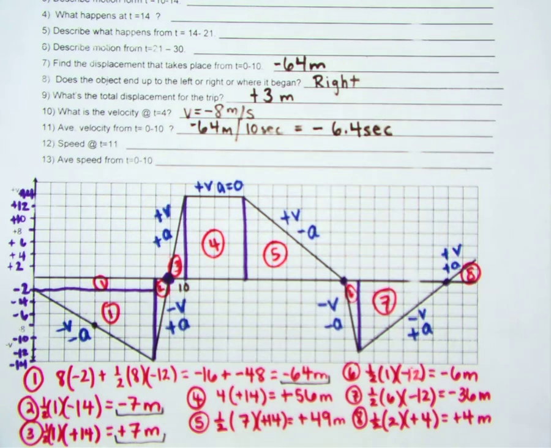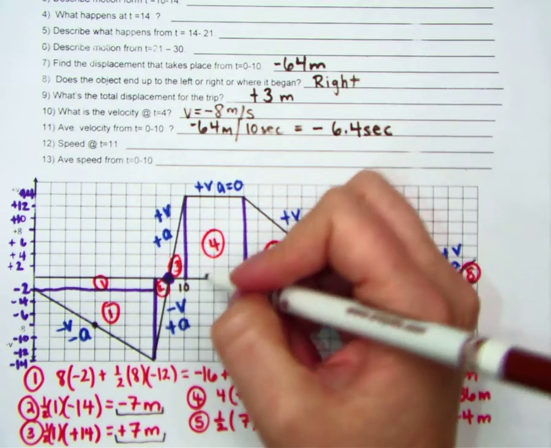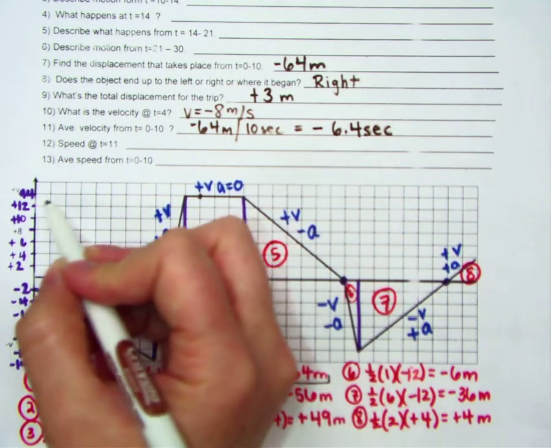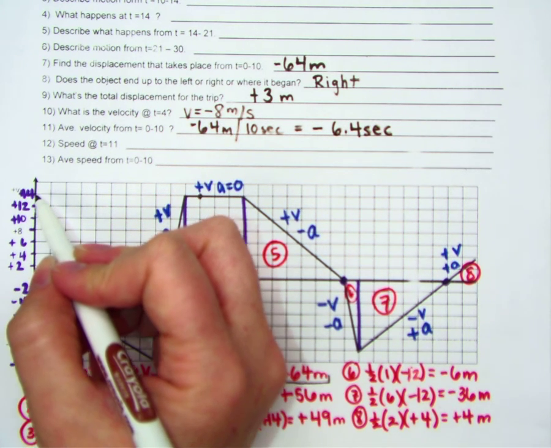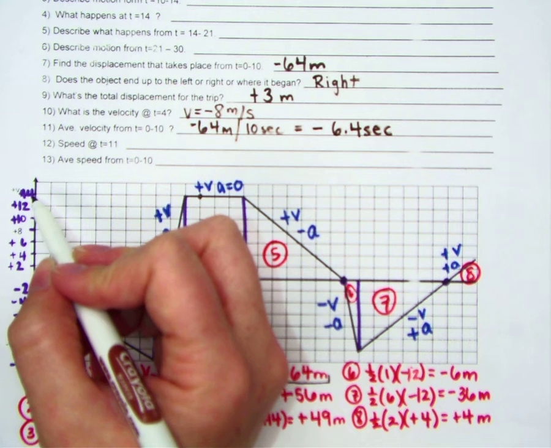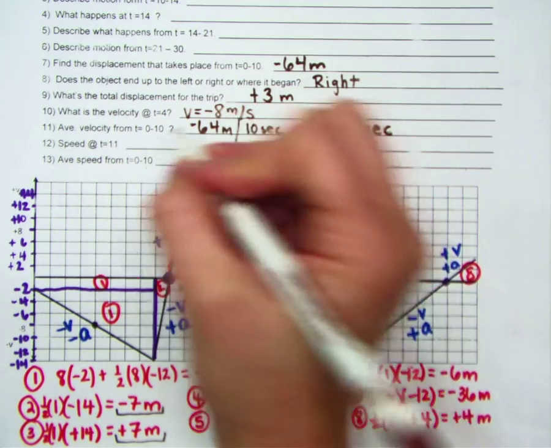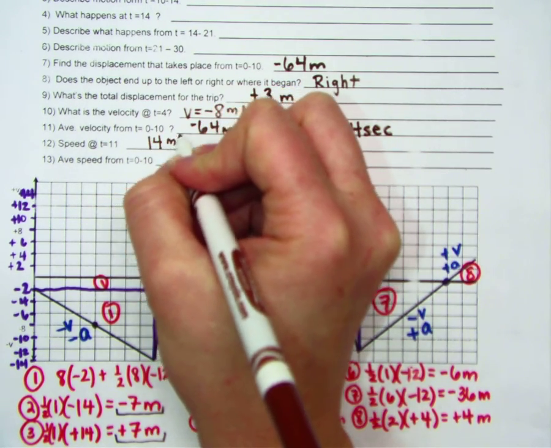Okay? Let's talk about instantaneous speed. It says find the speed at t equals 11. So I'm going to go to 11 and look for the speed. The velocity says it's positive 14. Instantaneous speed and instantaneous velocity will have the same magnitude, not direction, because speed does not have a direction. So the answer is just 14 meters per second.